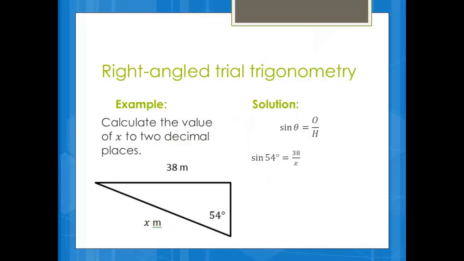We then solve for x by swapping the positions of x and sine 54, then evaluating 38 divided by sine 54 using the trig functions in our calculators. So here we have that x is equal to 46.97 metres to 2 decimal places.